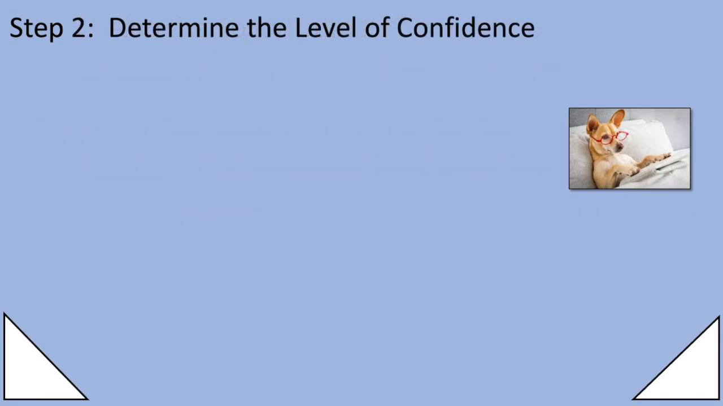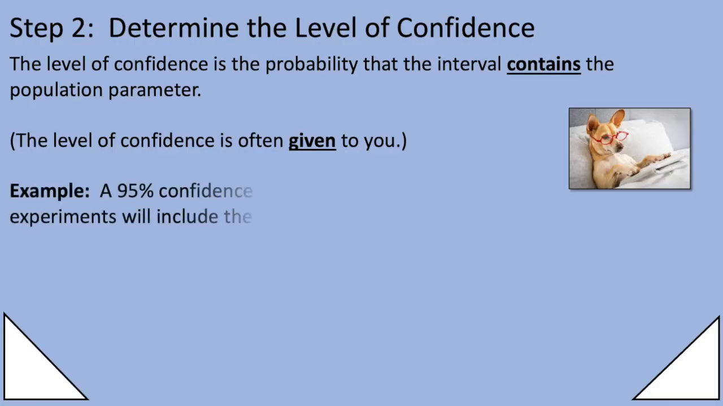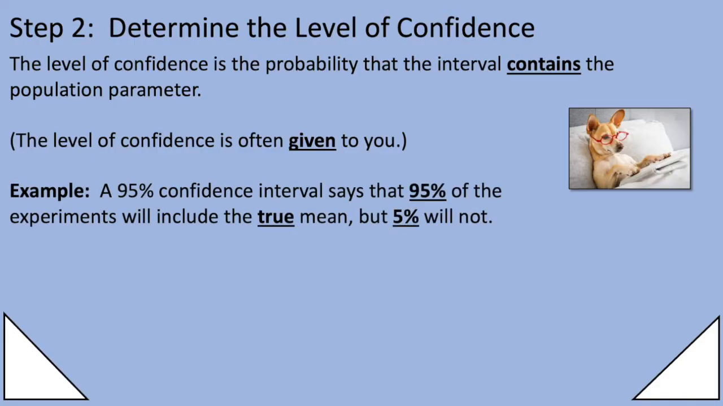Step 2 is to determine the level of confidence. Now, the level of confidence is the probability that the interval contains the actual population parameter. The level of confidence is often just given to you. And an example would be a 95% confidence interval says that 95% of the experiments will include the true mean, but 5% of all experiments will not include the true mean.